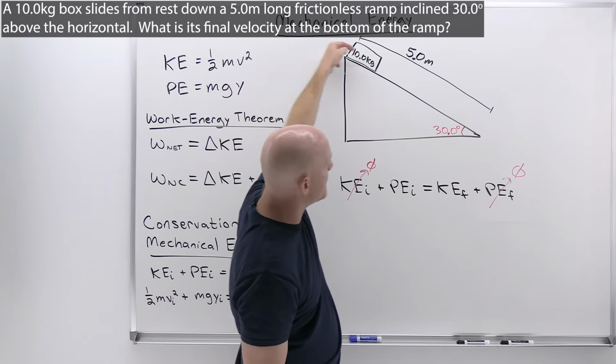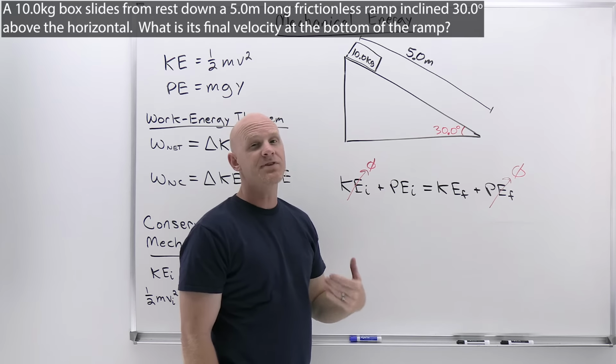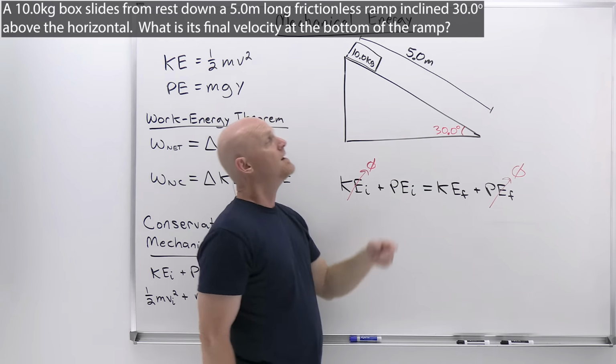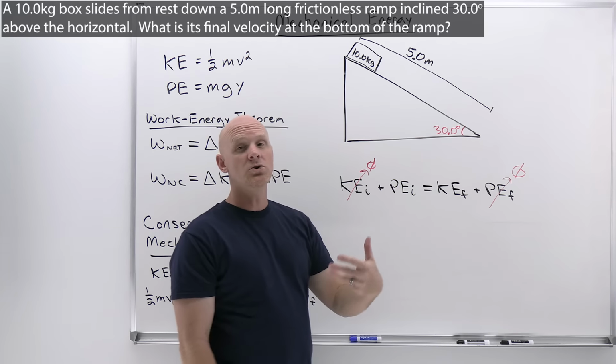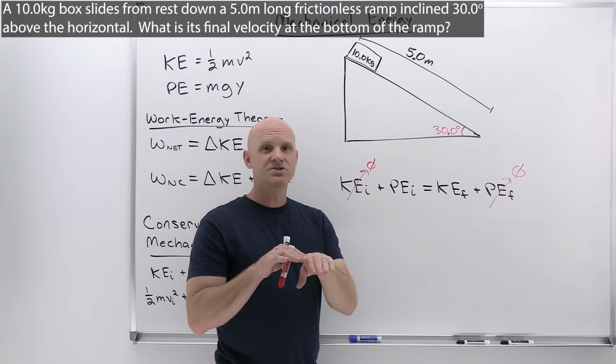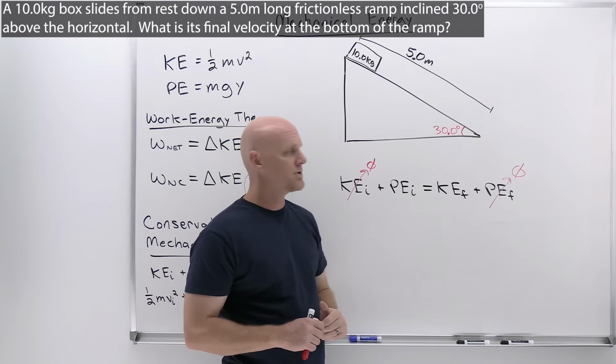Okay, so all the way down that ramp, it's going to be getting faster and faster and faster, and so its kinetic energy is going to be going up. But all the way down the ramp, its height is getting lower and lower and lower, and so it's going to be losing potential. But the sum of the two will remain constant all the way through.